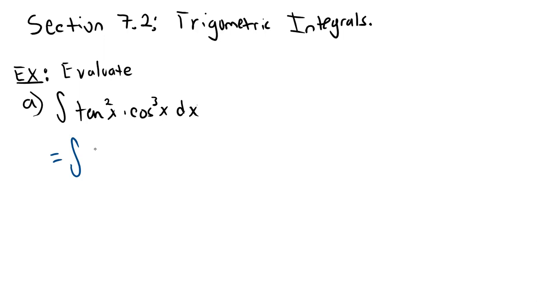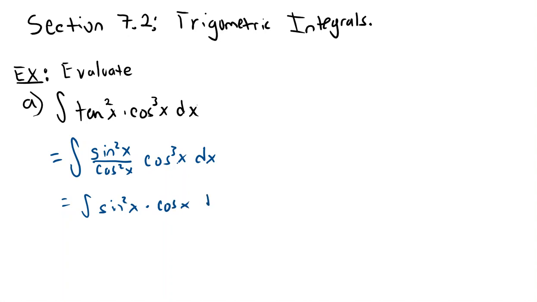So we have this identity, this ratio identity, that says that tangent squared of x is really sine squared of x divided by cosine squared of x. And if we make that substitution, then we nicely get to see here that the cosines will cancel, and we're going to be left with sine squared of x multiplied by cosine of x dx.